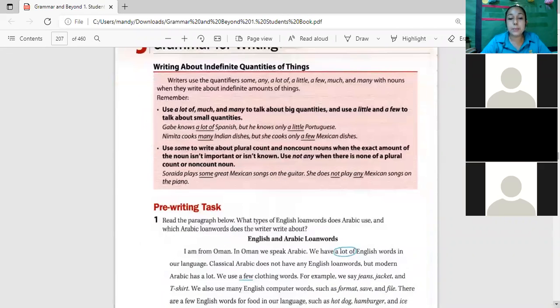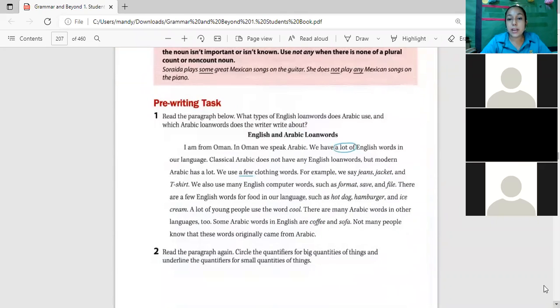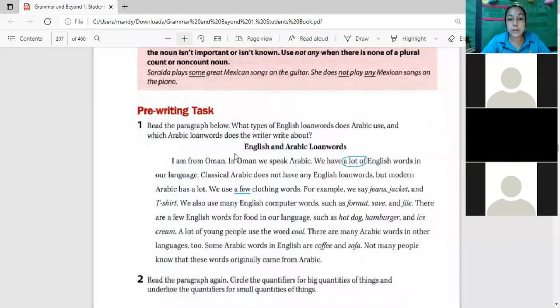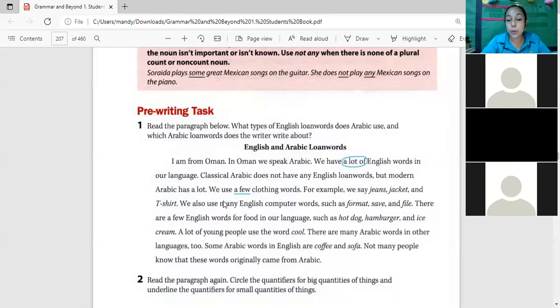So now in that part, we discuss English and Arabic loan words. Let's see, I am from Oman. You know that this is a country. We speak Arabic. We have a lot of English words in our language. Classical Arabic doesn't have any English loan words, but modern Arabic has a lot. In that case, we circle the quantifiers that show big quantities, and we underline the quantifiers that show a small quantity.